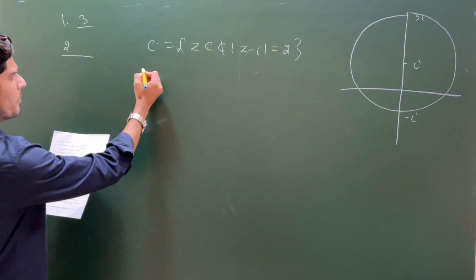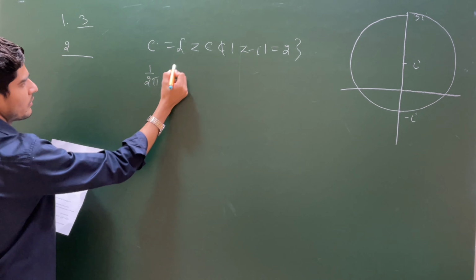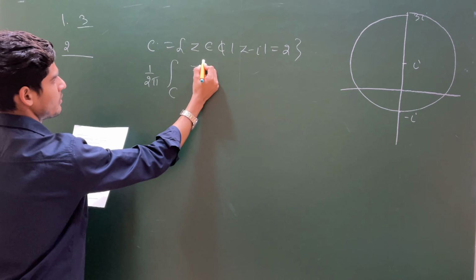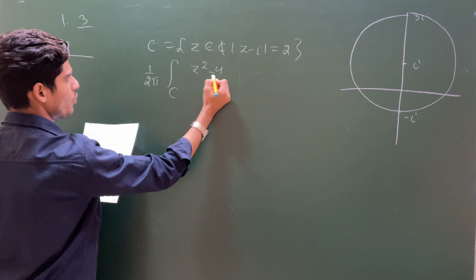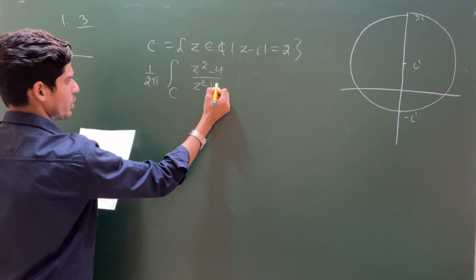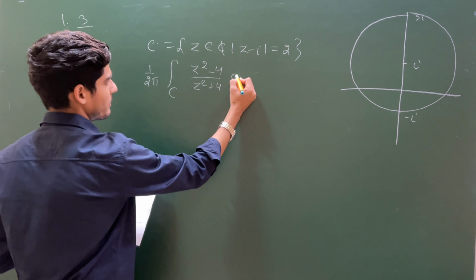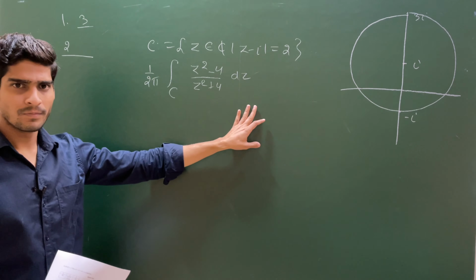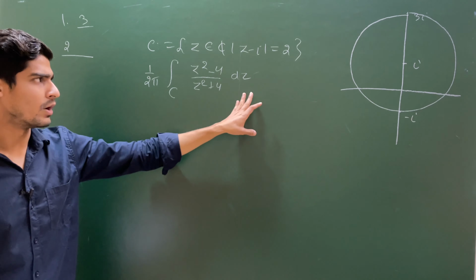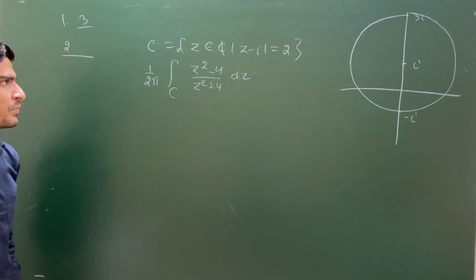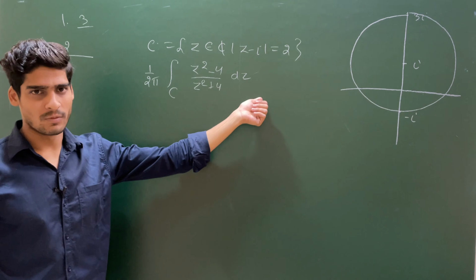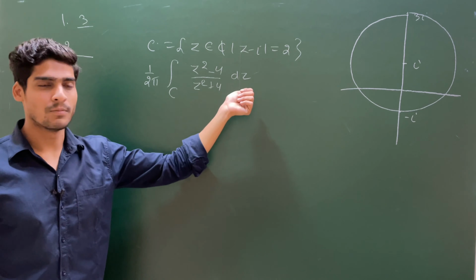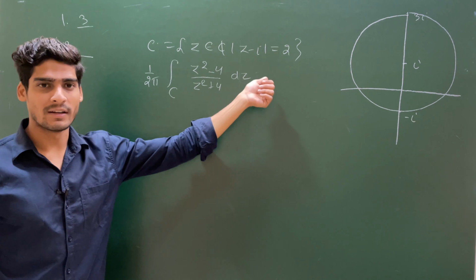They are asking to compute the integral 1/2 pi i over the contour C of (z square minus 4) upon (z square plus 4) dz. There are two ways for solving this problem. There may be many, but two are more generally used: either you use Cauchy integral formula or you use Cauchy residue theorem. In both cases, you will get the same answer.